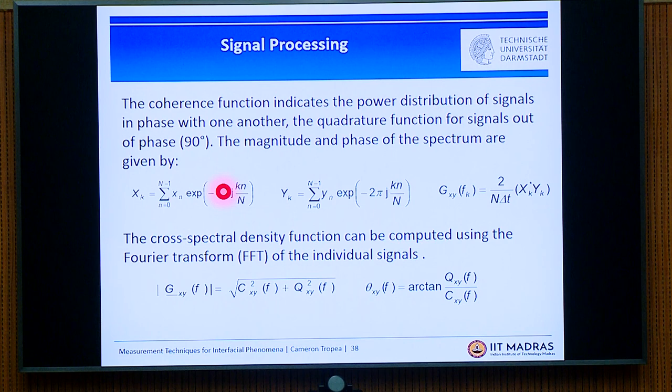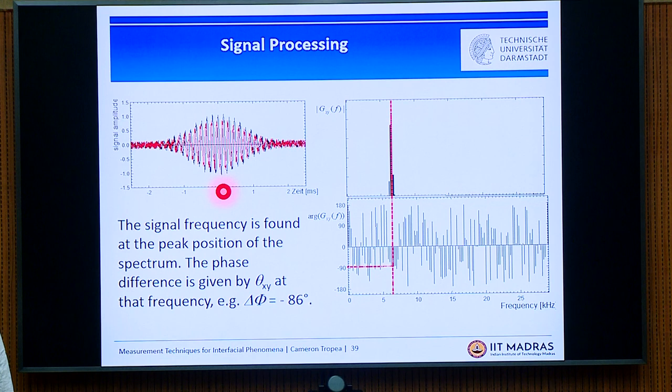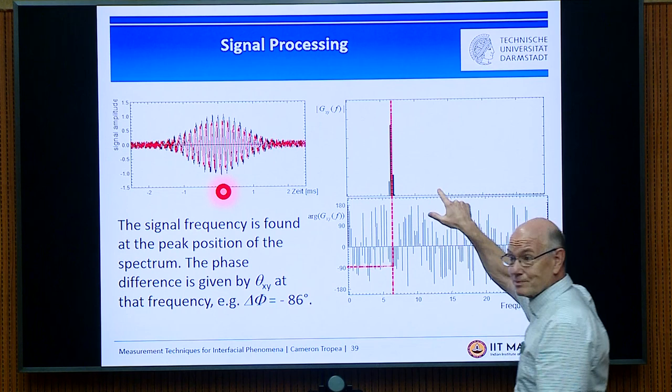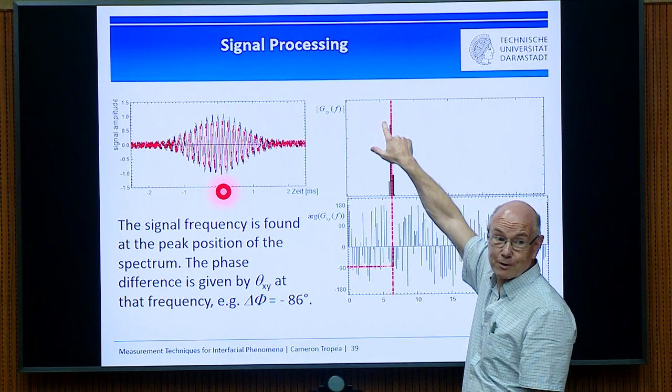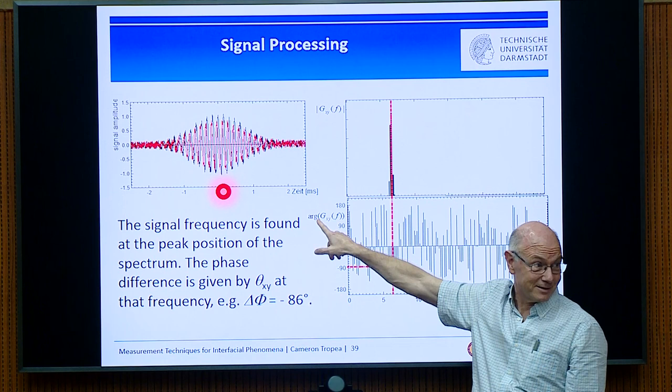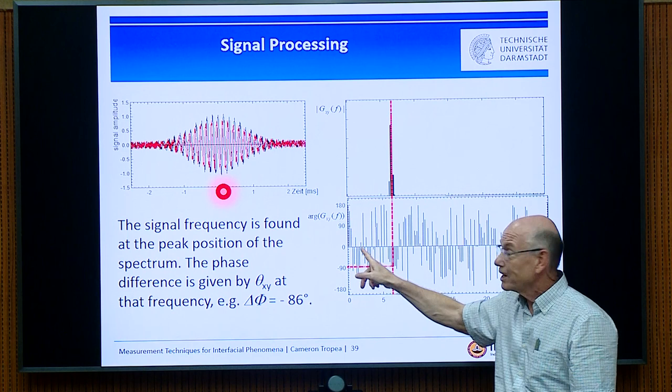Okay, but visually, graphically, it looks like this. This would be the power spectrum, the cross spectral density magnitude, and of course they're sine waves, so almost all the power is at one frequency. And this is now the angle. So at this frequency, the two signals are phase difference by this much. And of course, it's all over the map here because there is no phase, it's just noise.